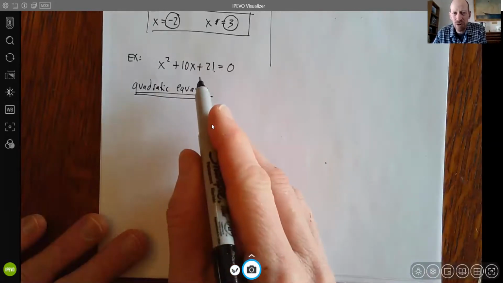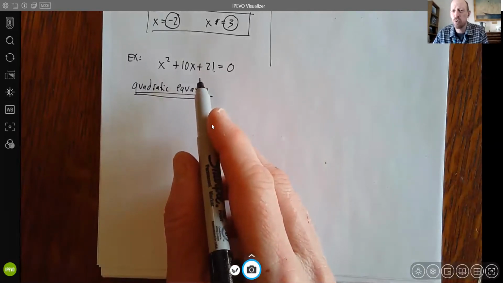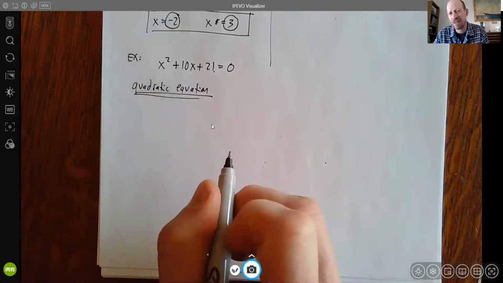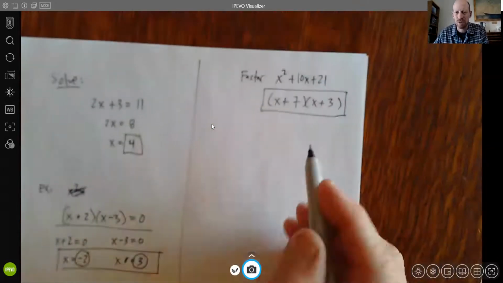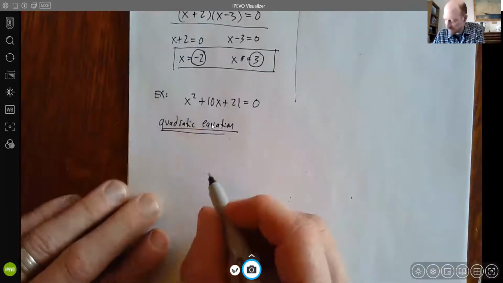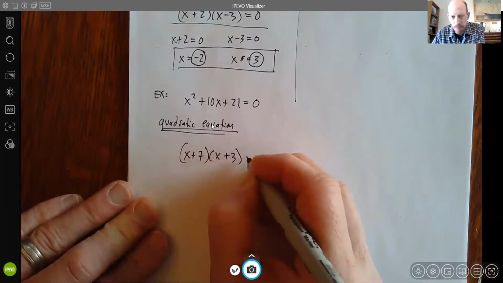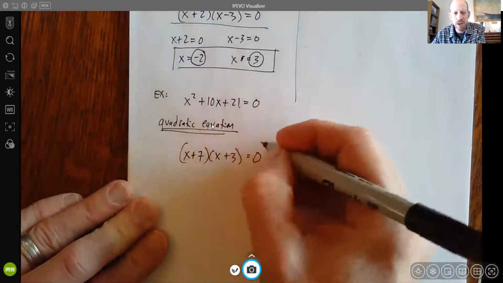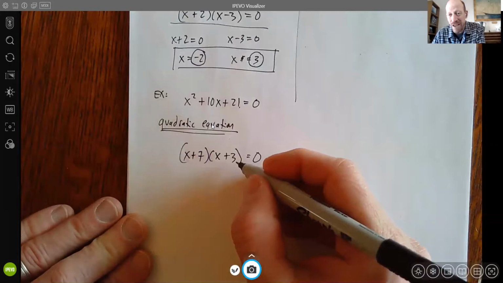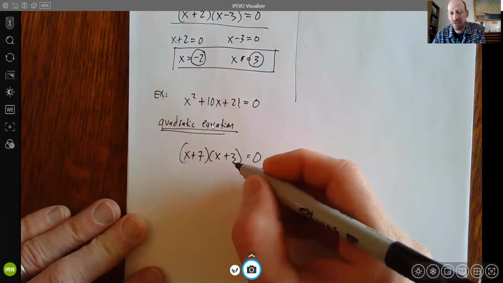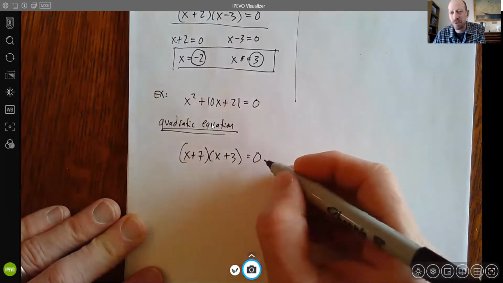So notice in order to do that, I have to factor. But the factoring is just a tool or a step to help me find the answers. It's not the end of the story. So this is actually the same one I did over here, right? So x plus 7 times x plus 3 equals 0. These are the same equations because this trinomial is the same as this factored form. But this factored form is really nice because now that it's factored, it's multiplied together. And now I can figure out how this could possibly equal 0.